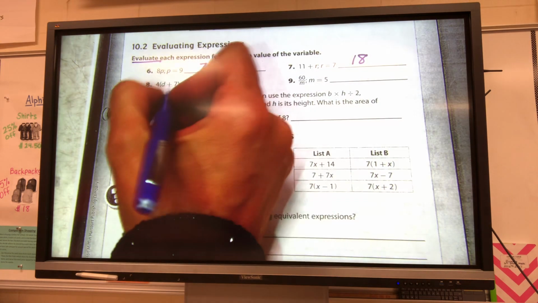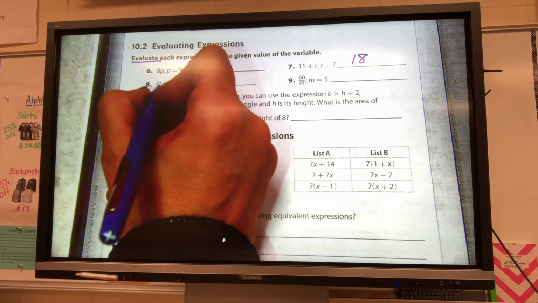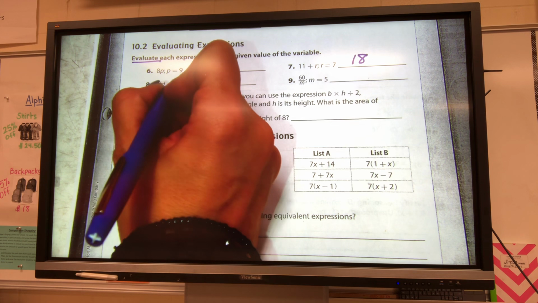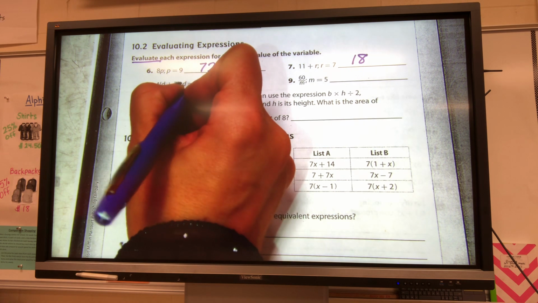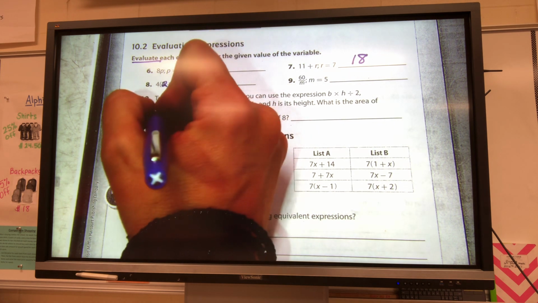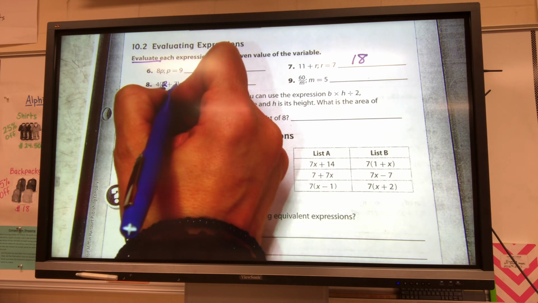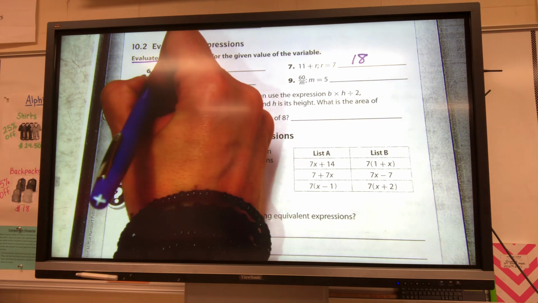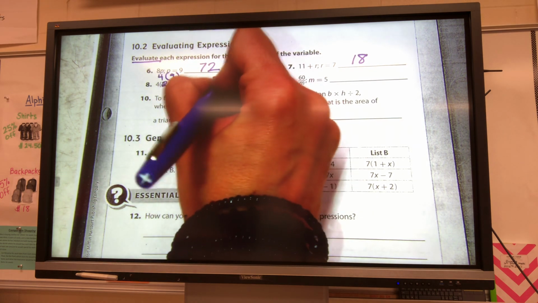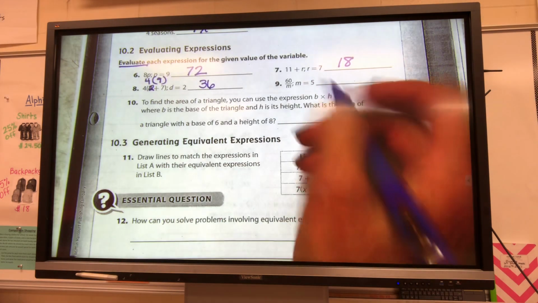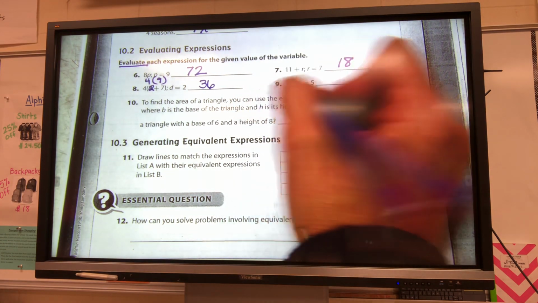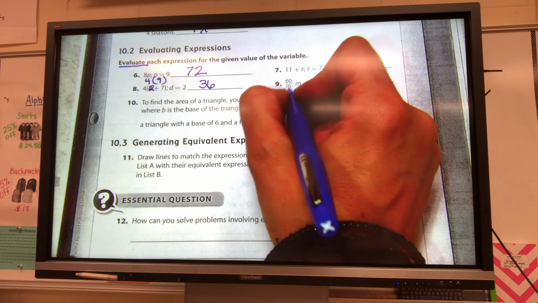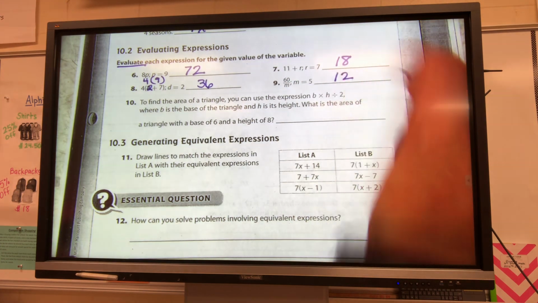For number 8, we have 4 parentheses, D plus 7 parentheses. So here we want to put 2 in there. Well, we can say 2 plus 7 is 9, and 9 times 4 gives me an answer of 36. For this one, remember if we have a fraction, that means to divide. So 60 divided by M, or 60 divided by 5, gives me an answer of 12.